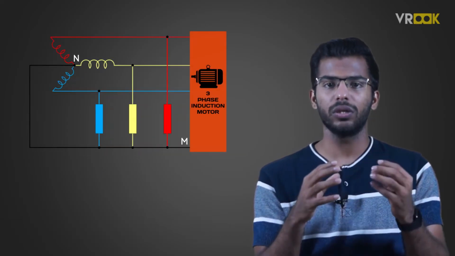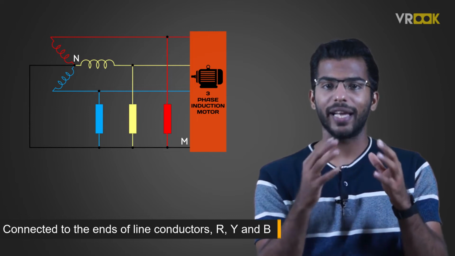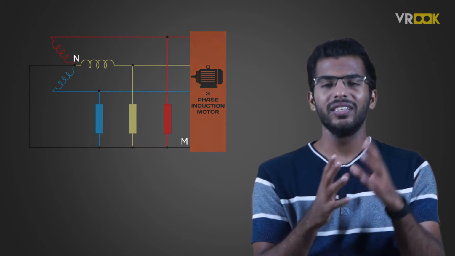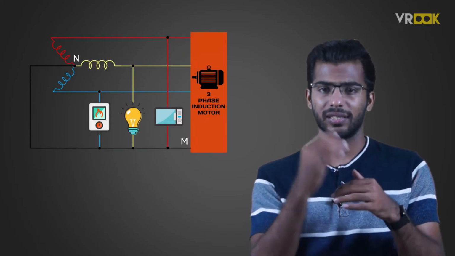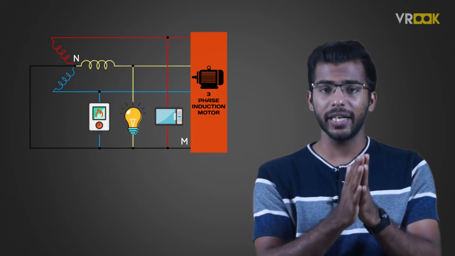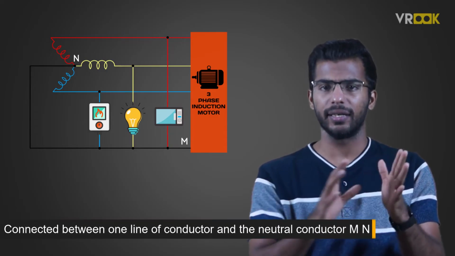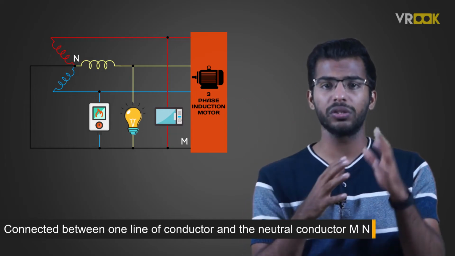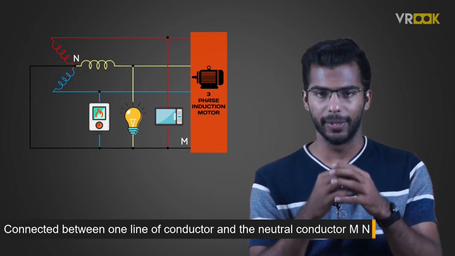The three-phase motors are connected to the end-of-line conductors R, Y and B. However, single-phase gadgets such as lamps, heaters, microwave ovens are connected between one line conductor and the neutral conductor MN, as we see with the loads L1, L2 and L3.